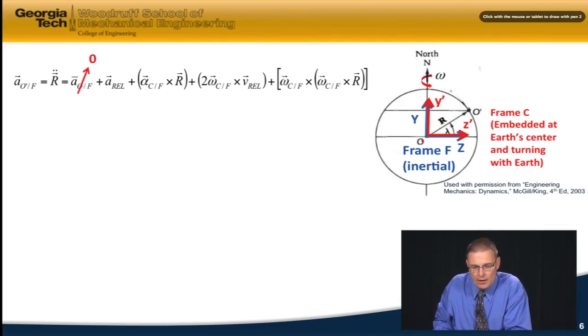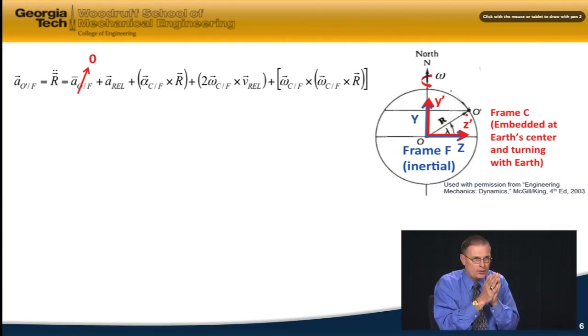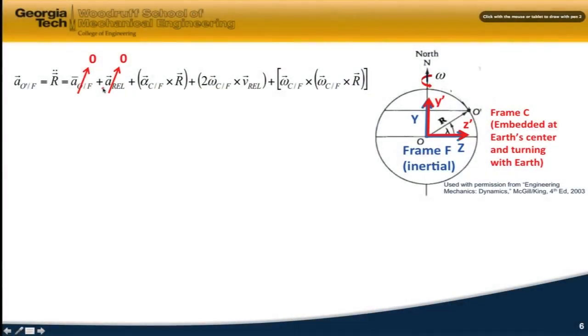And you should say 0, because O, the origin of the moving frame C, and the inertial frame are right on top of each other, so there's 0 acceleration. What about the acceleration relative to the moving frame of point O prime? What is that? And again, you should say that that's 0. Because if I'm in the center of the Earth and I'm rotating with the Earth and I look at this point O prime out here, when I'm rotating around, from my reference, O prime is not moving. It doesn't have any velocity and it doesn't have any acceleration relative to me. And so that means a_rel is equal to 0.